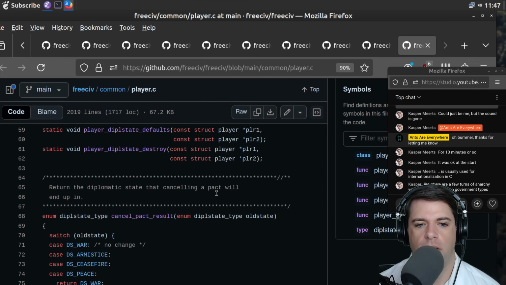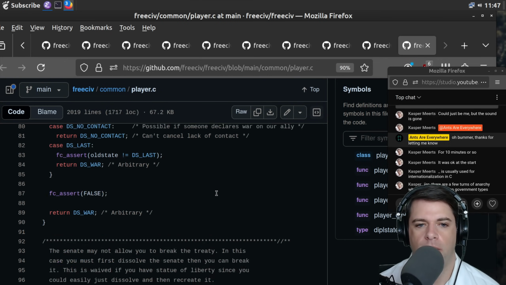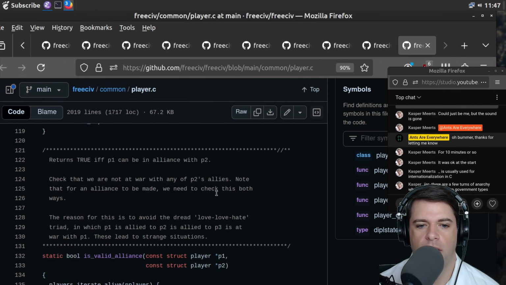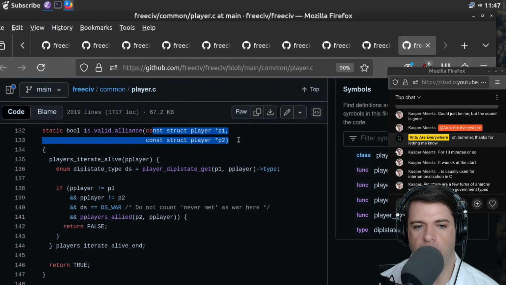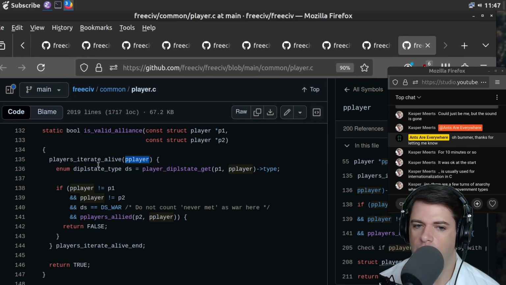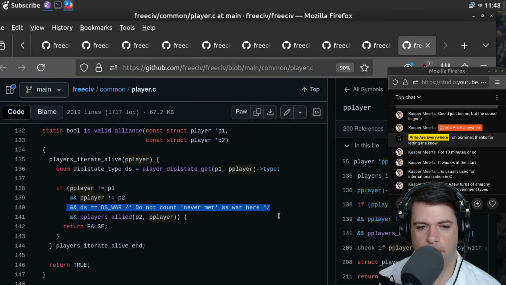Player.c. This kind of looks like more of the same. Is valid alliance. So is valid alliance will look at two players, and we'll call players iterate alive on p player. Dipl state type ds is equal to player dipl state get of p1 and p player type. If p player is not equal to p1 and p player is not equal to p2 and ds is equal to ds war, do not count never met as war here, and p player is allied p2 and p player, return false.